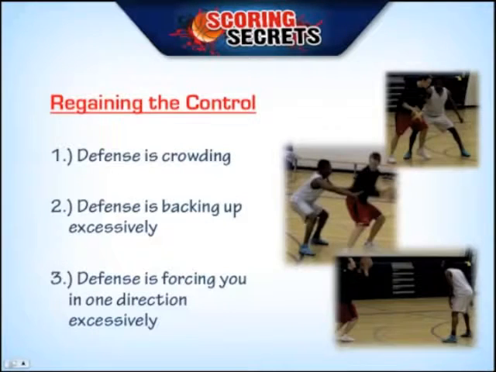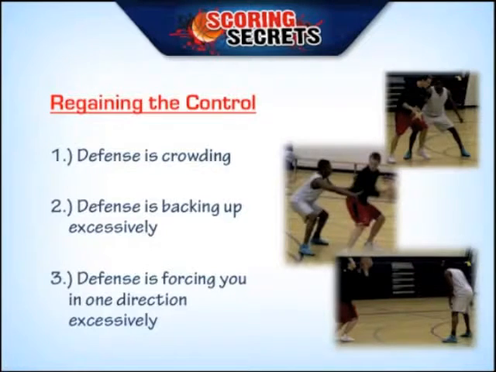So regaining the control, there's 3 typical ways that defenses will try to control you. First of all, the defense will be crowding you. All right. If you're a shooter, this might happen, or if they're a good defender and they don't want you to get by, they might crowd you entirely and try to make you back up away from the basket. They might also back up excessively if they don't think you can shoot, and they think they're controlling you, right? Just making you shoot the basketball. They might also try to force you in one direction too excessively. Okay, so these are the 3 things that you have to look for, because if a defender does this, you need to regain that control. You need to make them pay.